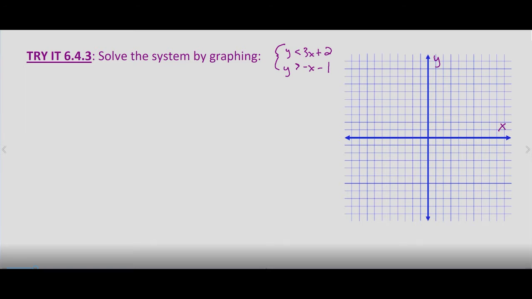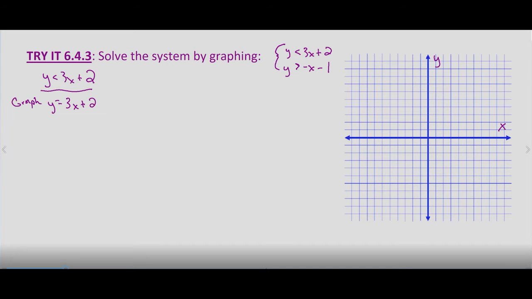So our first step is let's look at our first inequality. y is less than 3x plus 2. So what we want to do is graph y equals 3x plus 2. And because the inequality does not include the equal sign, it's strictly less than, it's non-inclusive, our line is going to end up being a dashed line, and that's because anything on the line itself is not going to satisfy this inequality.